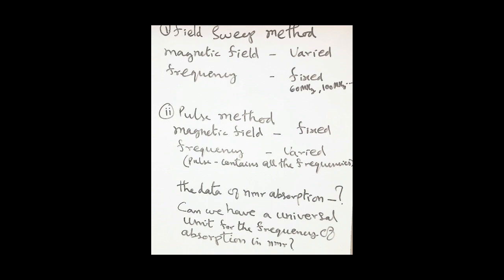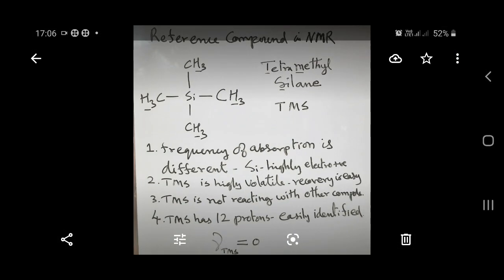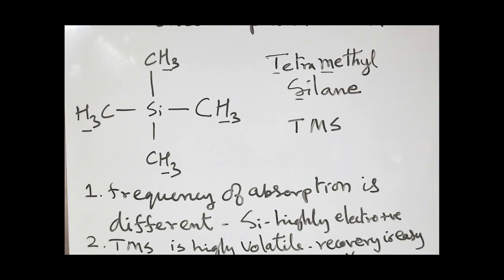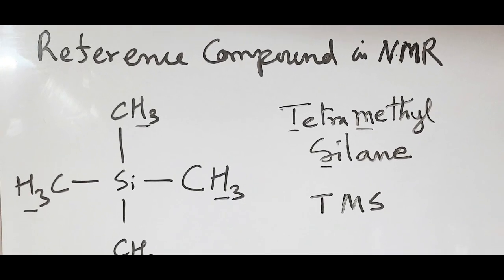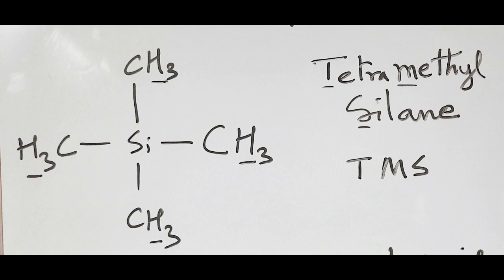First, let us see the reference compound that is used for recording the NMR spectrum. It is very important. In a B part question, people may ask you, what is the reason for selecting this one as a reference compound? The reference compound that is used in NMR spectroscopy is tetramethylsilane.